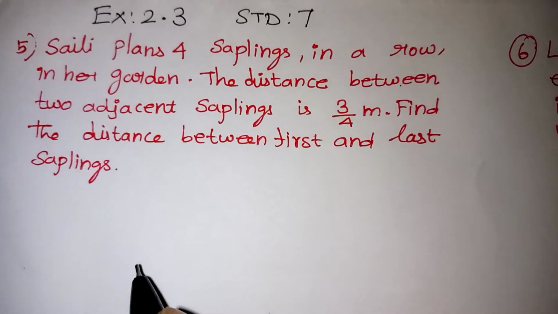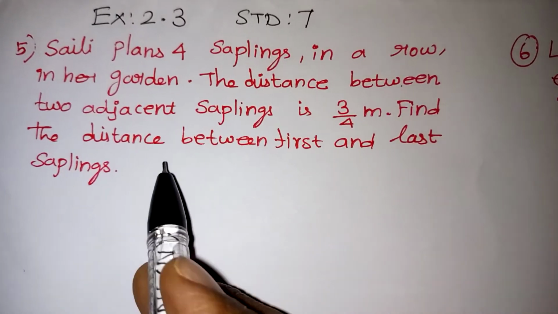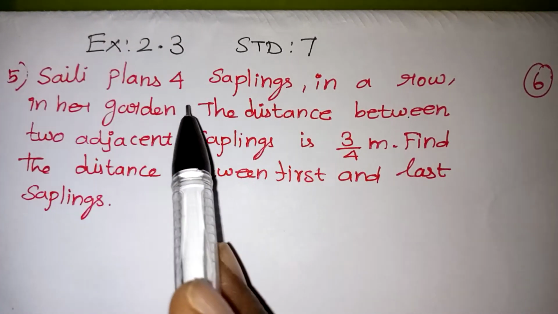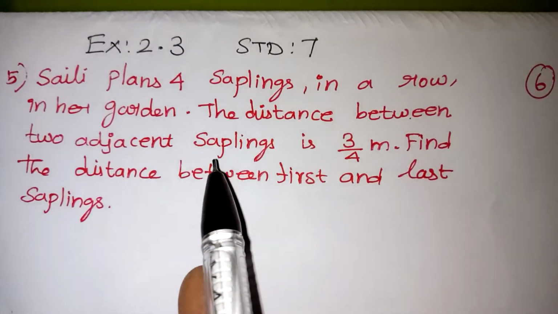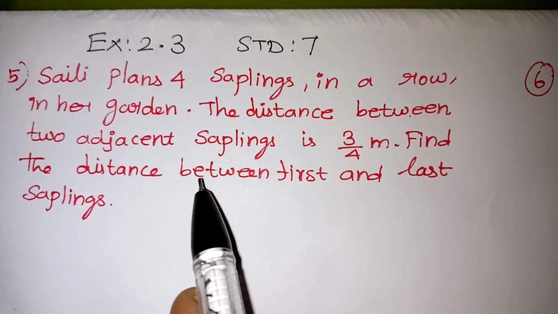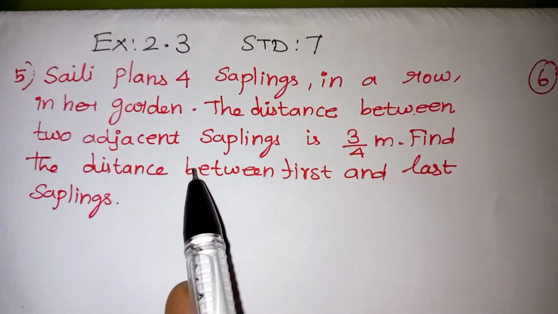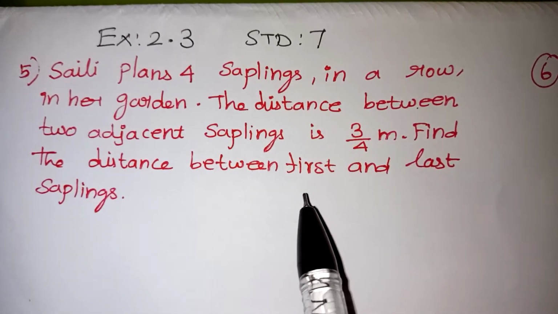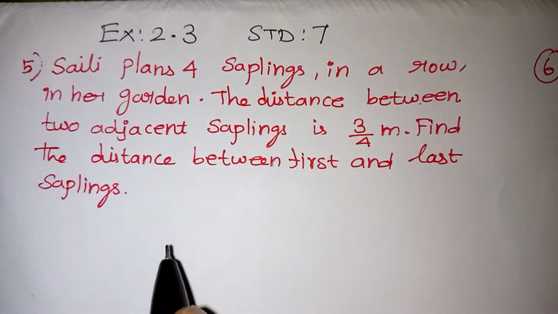Hi students, in this video we are going to learn exercise number 2.3, question number 5. Shaili plants 4 saplings in a row in her garden. The distance between two adjacent saplings, adjacent means next saplings, is 3 by 4 meter. Find the distance between first and the last sapling.